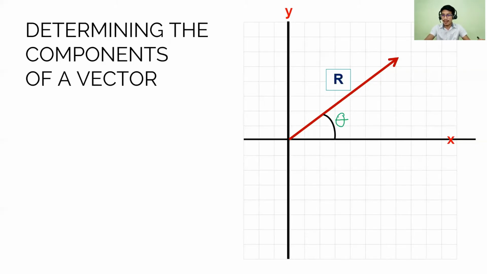We can determine its horizontal component. This is our horizontal component, and let us call that Rx. X is horizontal, x-axis horizontal, and we have the Ry or the vertical component. So Ry is always the vertical component, Rx is the horizontal component. How are we going to determine those components?